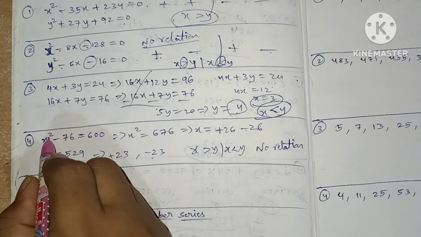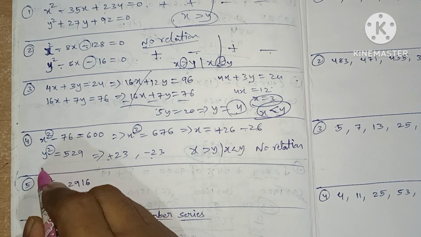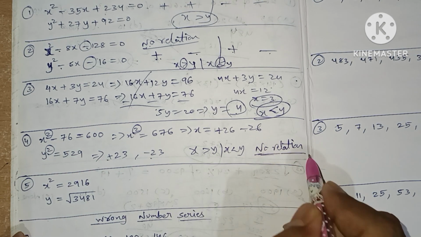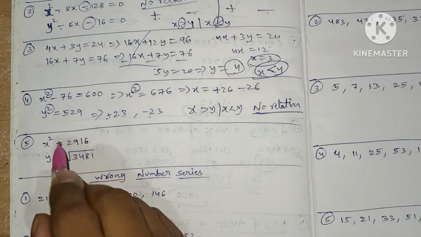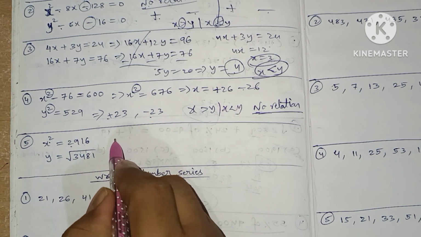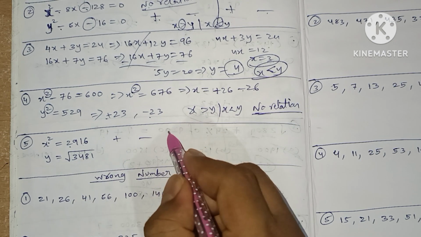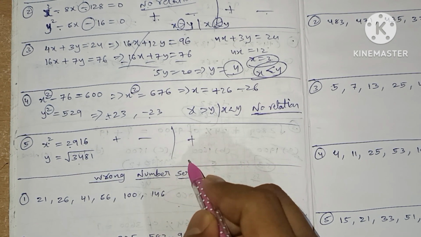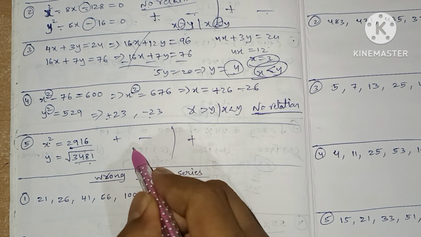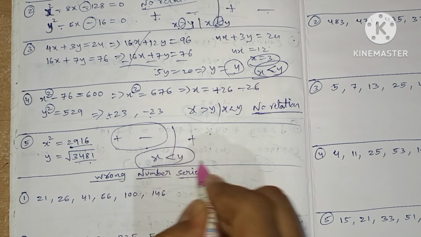If we see any squares, x square and y square, given in a single question, then the answer will be no relation. Okay, here we see x square value is 2916. We get the values of plus and minus of the square root of the square value, and here we get a positive value, and this value is greater than this one. So we get a bigger value than this number. So it is clear that x is lesser than y.